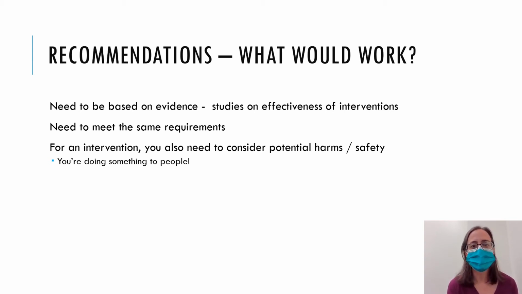And interestingly, studies of the effectiveness of interventions, we have case control studies, we have cohort studies, and we have a lot of randomized controlled trials. So we're going to try to meet all those same requirements. We're also going to look for consistency, strength of relationship, biologic plausibility, dose response. Okay? The difference here is that we want to also consider potential harms or the safety of our intervention.